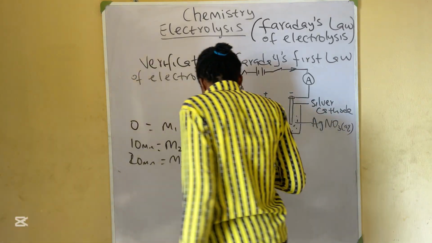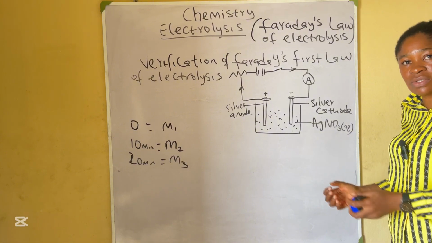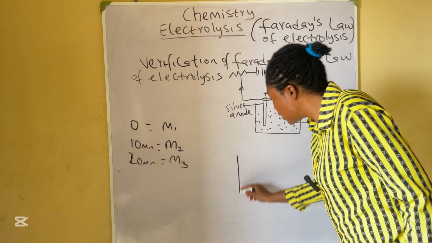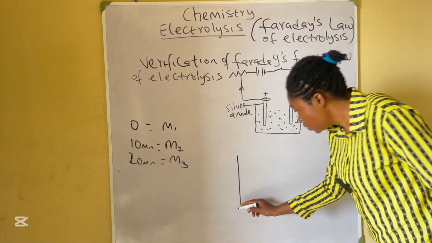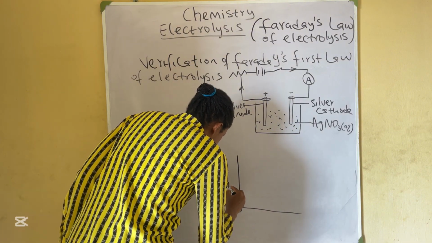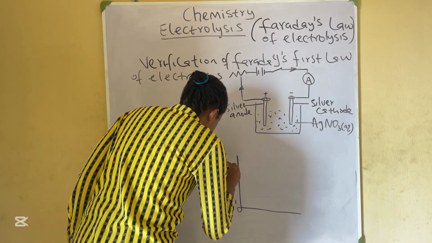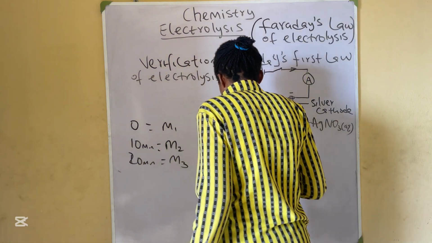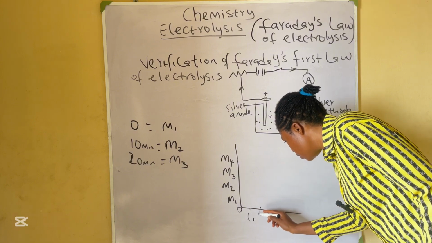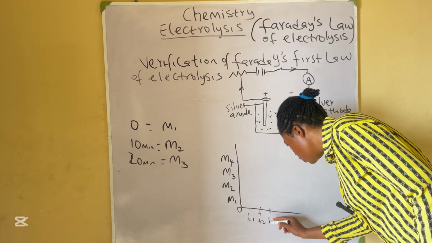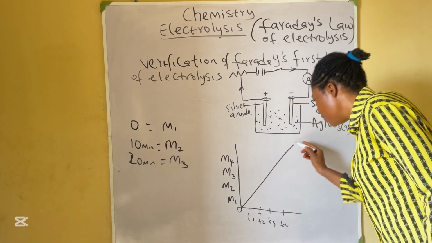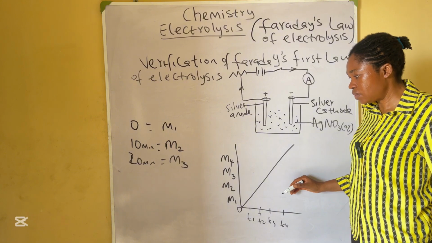So we plot a graph of gain in mass versus duration of time. You can see you have a straight line passing through the origin. Here is gain in mass, you can call these M1, M2, M3, M4, and here is time, T1, T2, T3, T4. So we obtain a straight line passing through the origin.